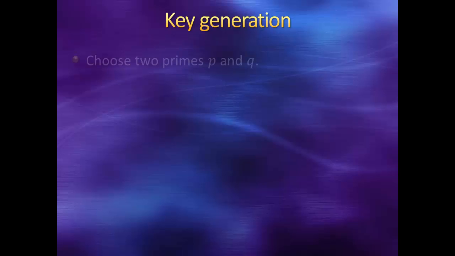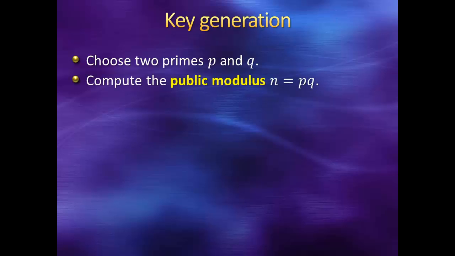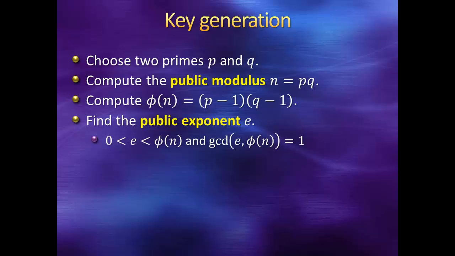To invent the public key, first we need to choose 2 primes, P and Q. For security, they should be sufficiently large. Now we compute n equals P times Q. This n will be the modulus for both the public and the private keys. Next, we find the Euler phi of n, which, since P and Q are prime, will be equal to P minus 1 times Q minus 1. Now, we need to find an integer e such that e is strictly between 0 and phi of n, and e and phi of n are relatively prime. This e is the public key exponent.